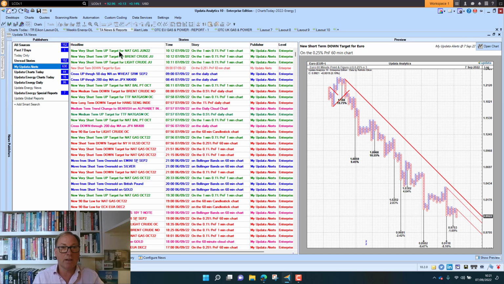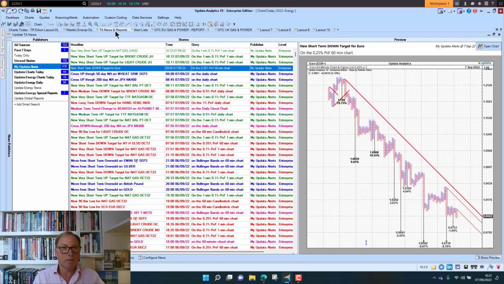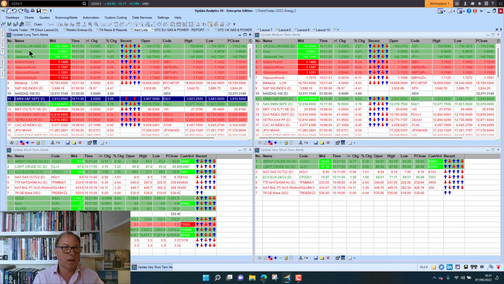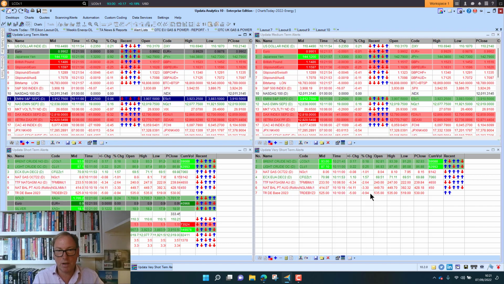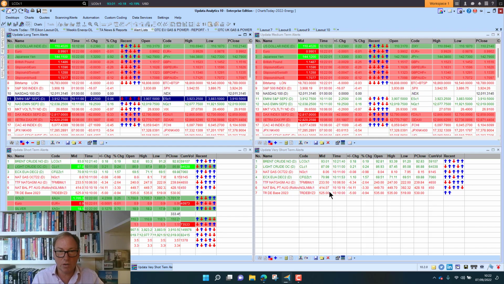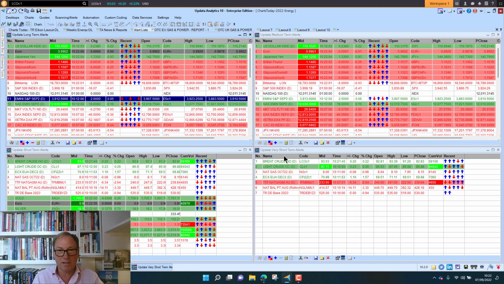Just got a new one in there for US Nat Gas, a couple of upside targets, downside targets there on the euro. And basically the alerts, you just set up your list: long term, medium term, short term, and very short term. I've got fewer alerts in my very short term, because I don't want to be getting alerts every few minutes, only for the things that I'm really watching.